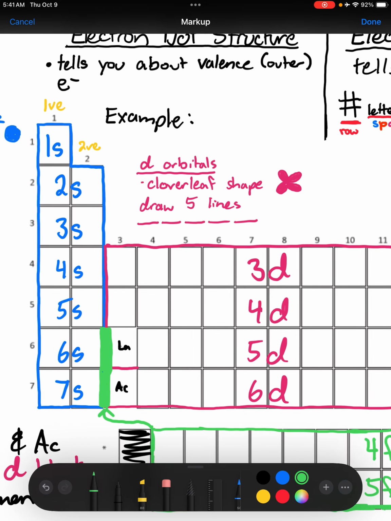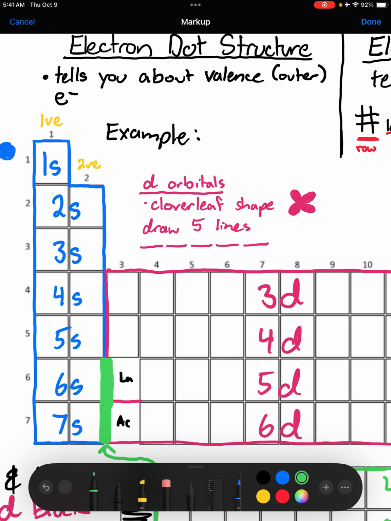An electron dot structure is going to tell you about the valence or the outer electrons in any given atom, right? So up on the top here in this yellow color, I've put the information for how many outermost electrons everything in that vertical column has, or that group. So everything in group 1 is going to have 1 valence electron, everything in group 2 is going to have 2 valence electrons, so on and so forth.